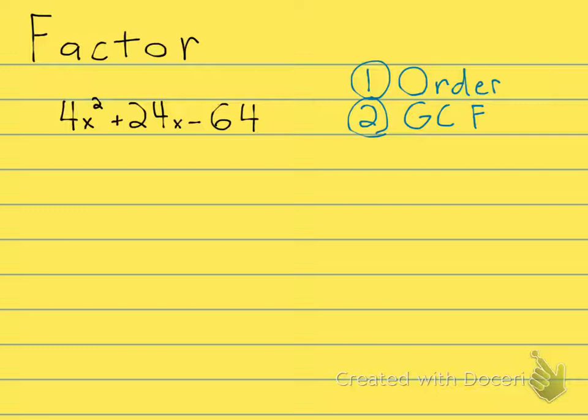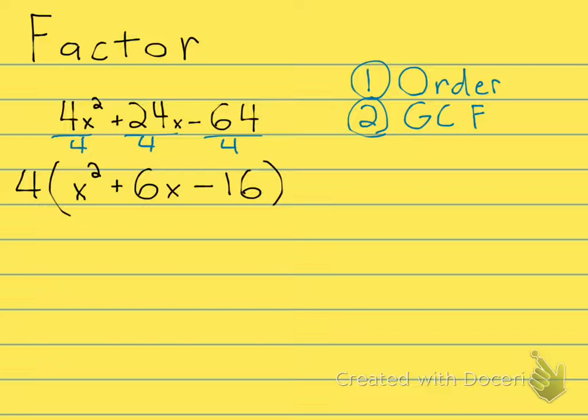And now when you look at this problem, you should realize that there is a greatest common factor between all three of these terms. What could I divide out of all three of these terms? And the answer is 4. So when I divide a 4 out of all three of these terms, let's see what's left. In the first term, I'd be left with x squared. In the second term, I would be left with 24 divided by 4 is 6x, minus 64 divided by 4 is 16. And now, your greatest common factor is going to tag along outside.